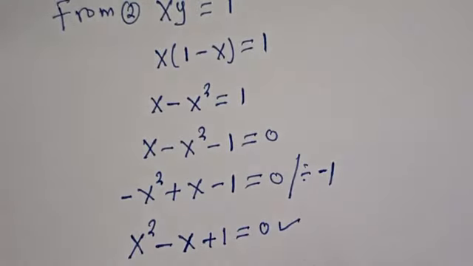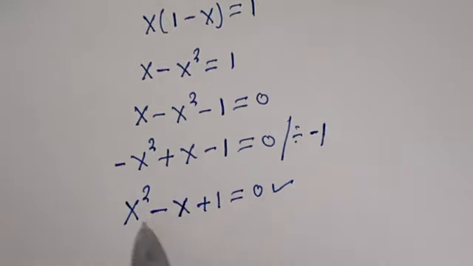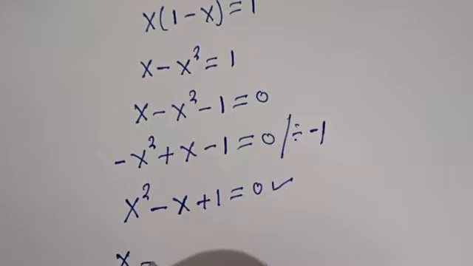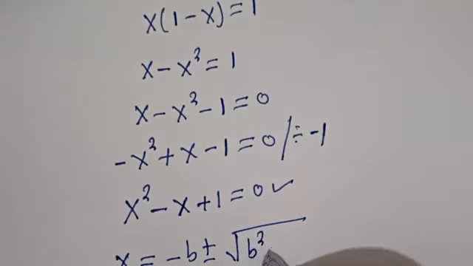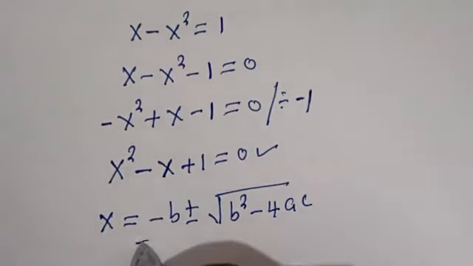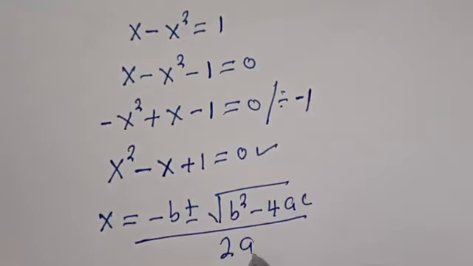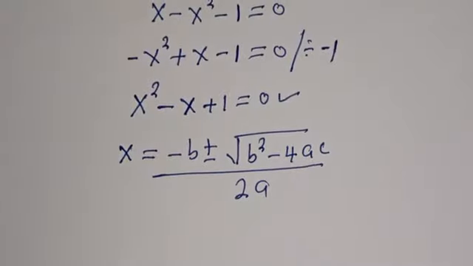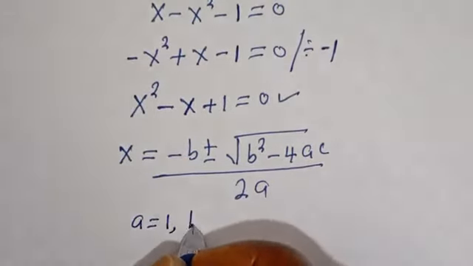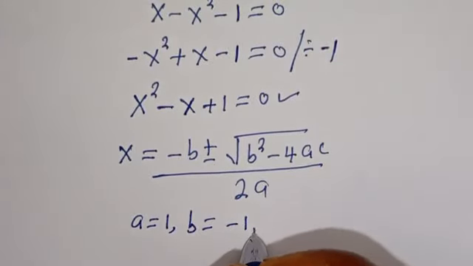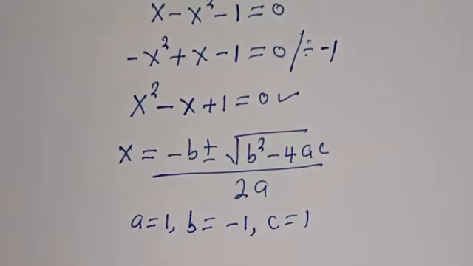This is a quadratic equation which can be solved using quadratic general formula. And our quadratic general formula is given as x is equal to minus b plus or minus square root of b square minus 4ac divided by 2a. Then from this equation, a is equal to 1, b is equal to minus 1, c is equal to 1.